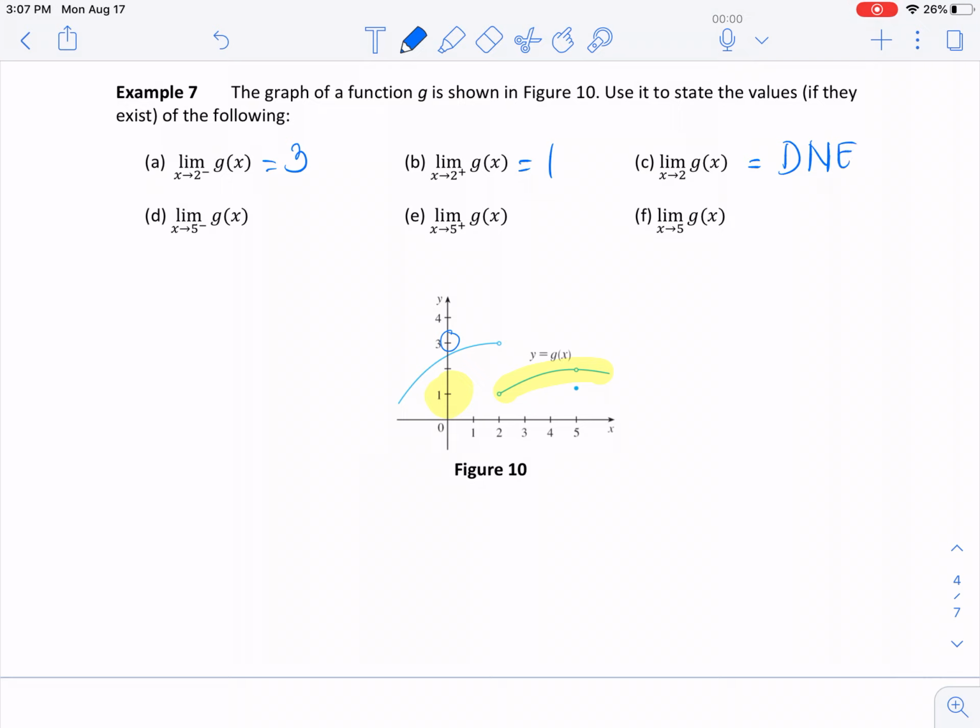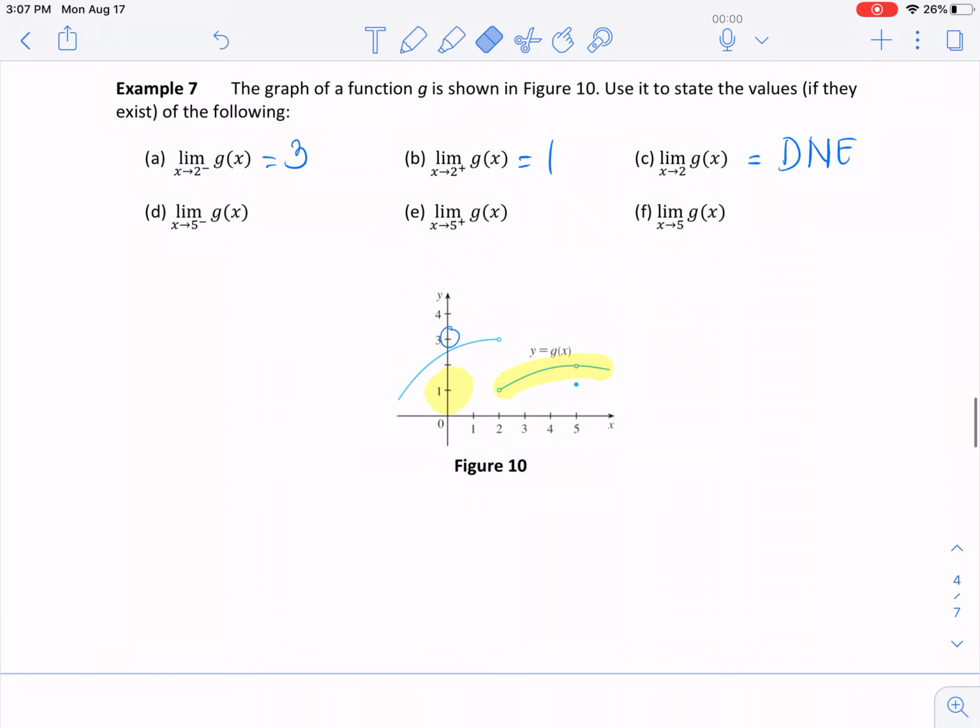Now, let's take a look at number 5. x approaches 5 from the left, this part. And the answer is 2. That's the limit. Now, if you want to look at the limit as x approaches 5 from the right, the limit now is 2. So you can see that it approaches the same number. So the limit as x approaches 5 is 2.